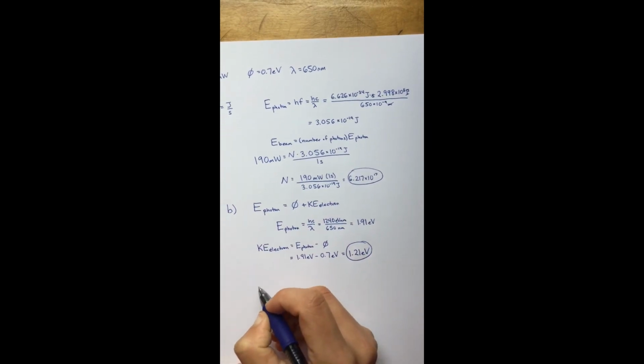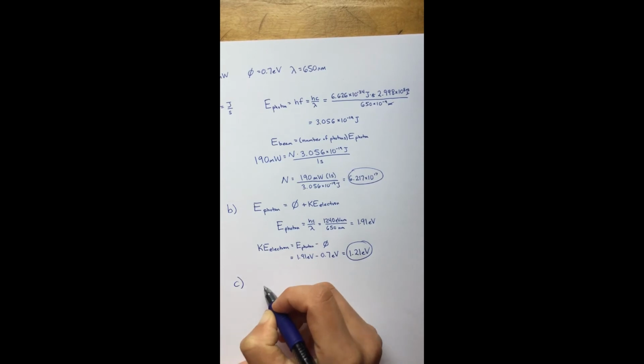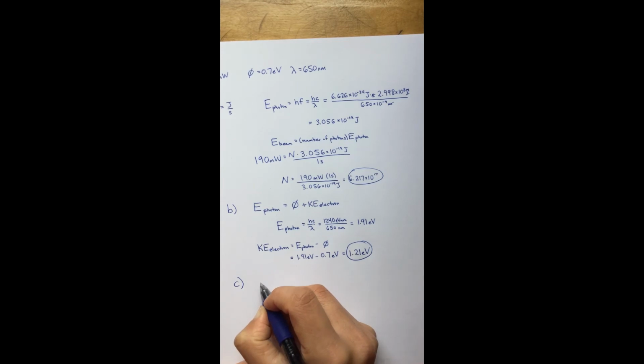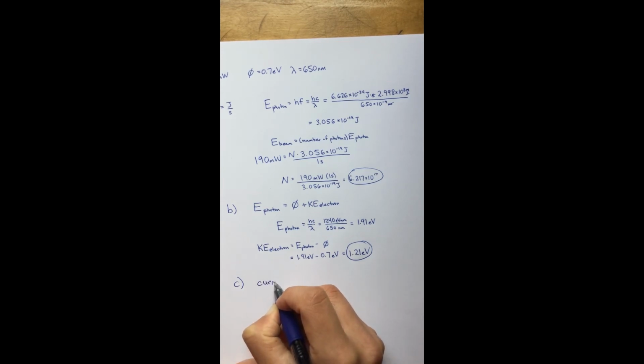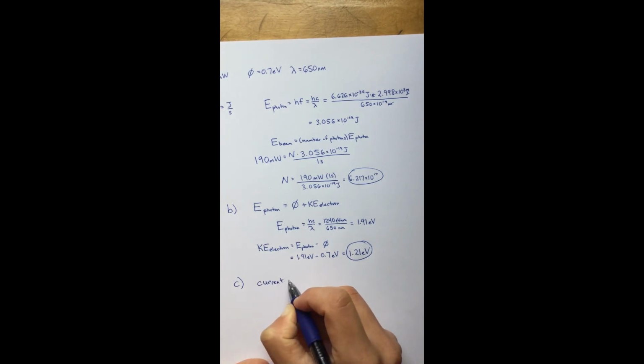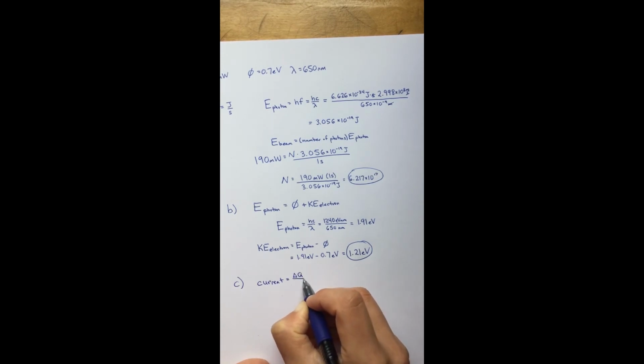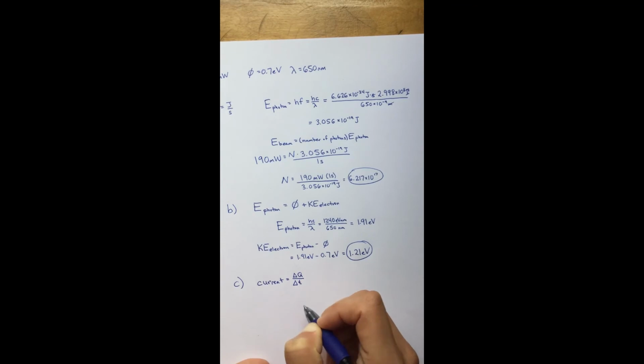In part C, we want to know if 15% of the laser light is absorbed and 85% is reflected, what is the electron current in this experiment? Well, the current, as you may remember from Physics 261, is equal to the change in charge over the change in time, or if you stand at a certain spot and count how many charges pass by in a certain amount of time, that would give you the current.